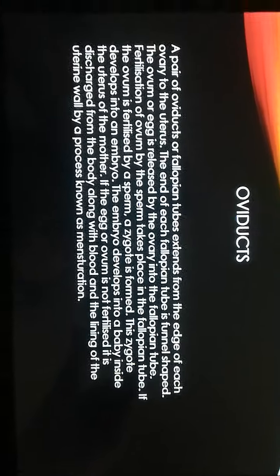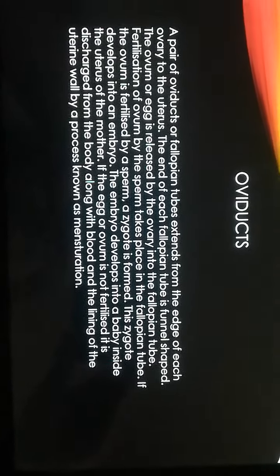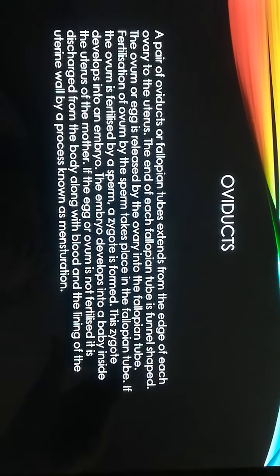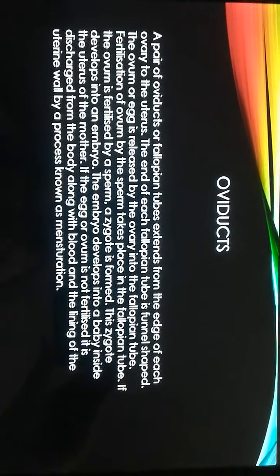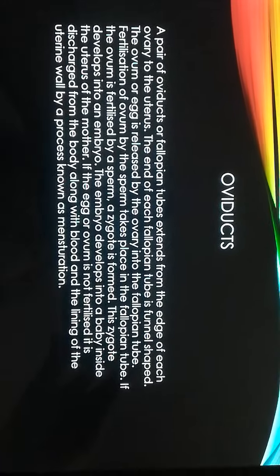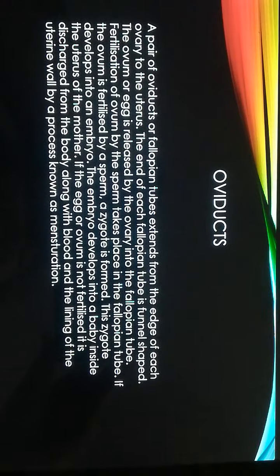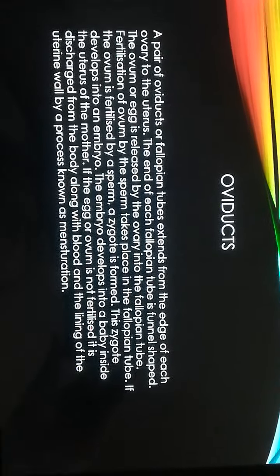If the ovum is fertilized by a sperm, a zygote is formed and then this zygote develops and forms an embryo. The embryo develops into a baby, and this process takes place in the uterus of the mother. If the egg or ovum is not fertilized, then it is discharged out of the body in the form of blood along with the lining of the uterine wall by a process known as menstruation.